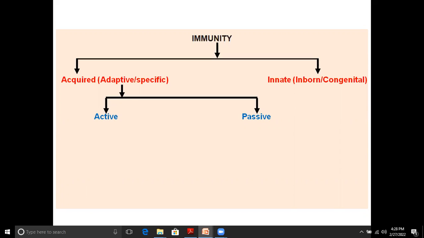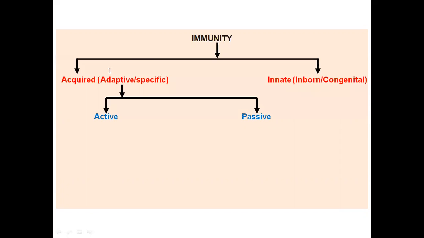What is the basic idea behind this? Children, you all have to remember this. What do you have to remember? Acquired immunity is the immunity related to antigen and antibody interaction. Antigen and antibody interaction is called a serological reaction. So the serological reaction is involved in acquired immunity.